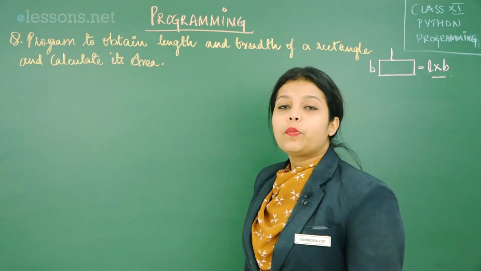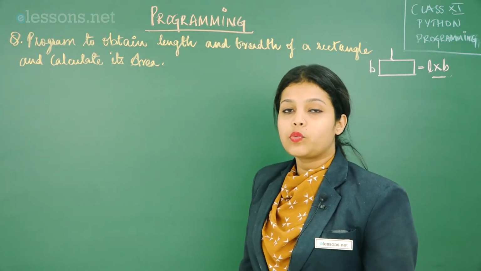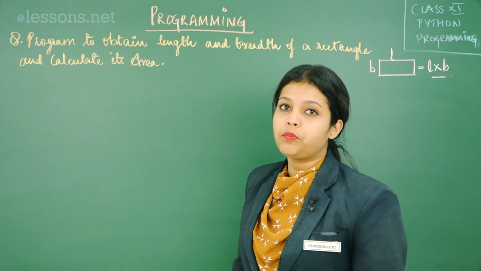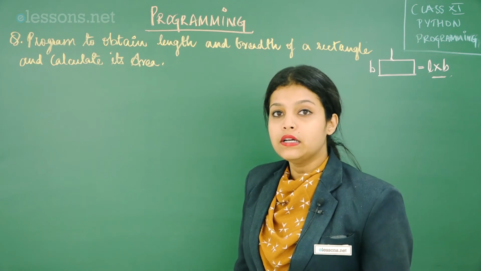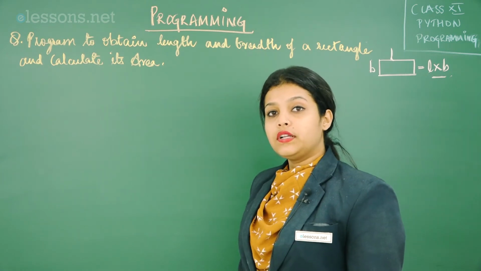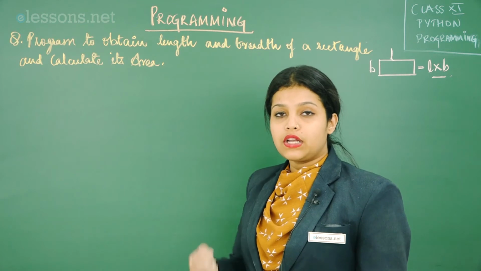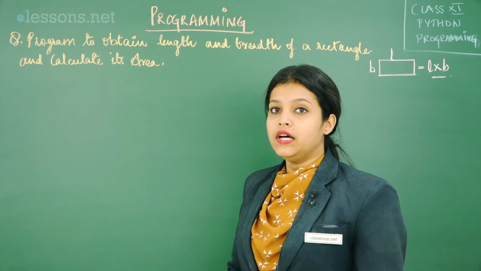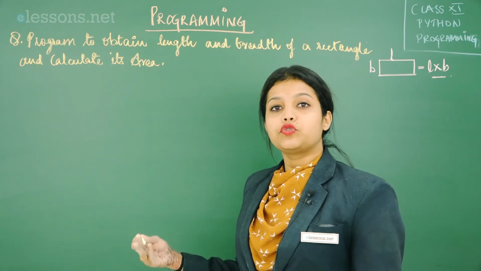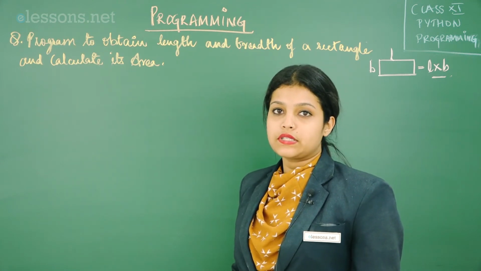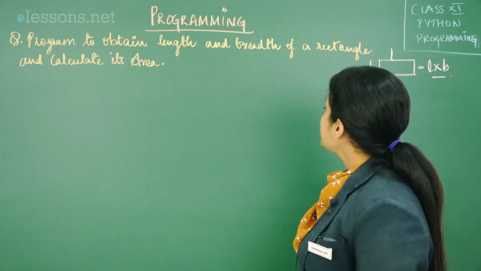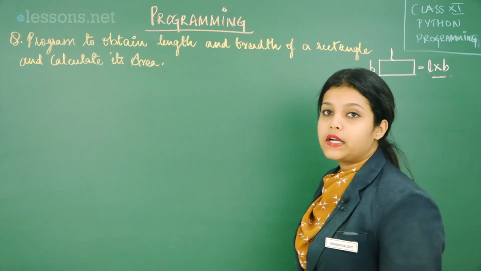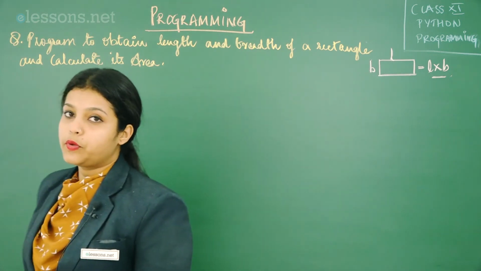We need to first obtain the length and the breadth. So we need to take the input from the console, that is through the input function. Whatever input is taken is in terms of string. So we need to use a function to convert this into integers or floating point numbers. Okay? And then we need to calculate the area. The area is nothing but length into breadth. So let us start with our program.